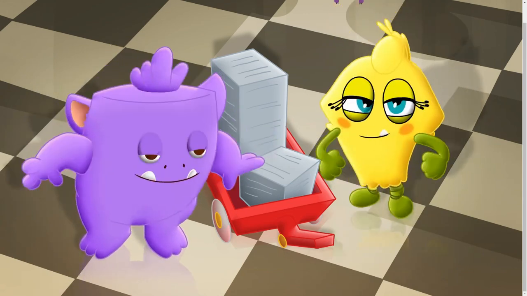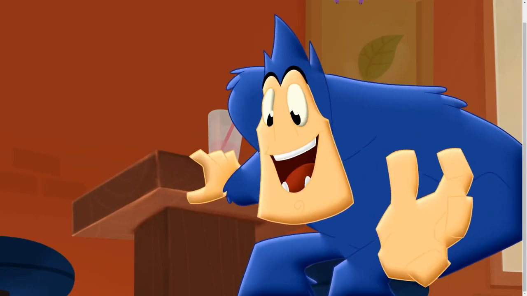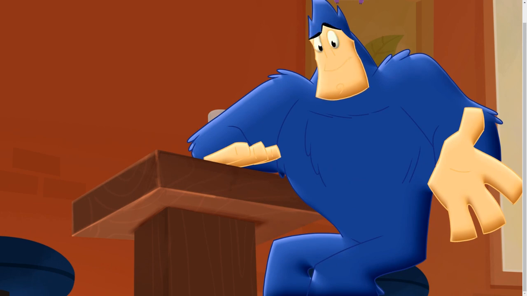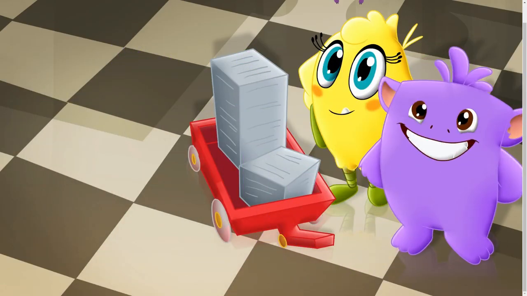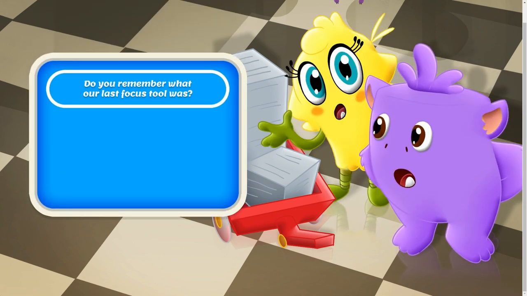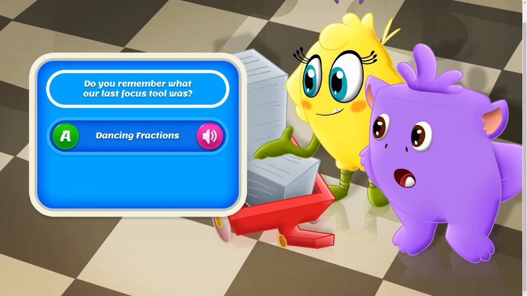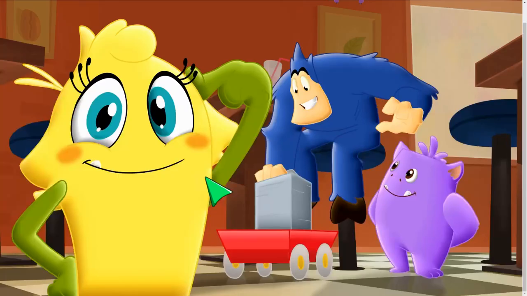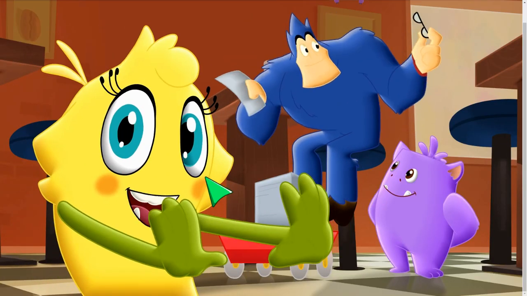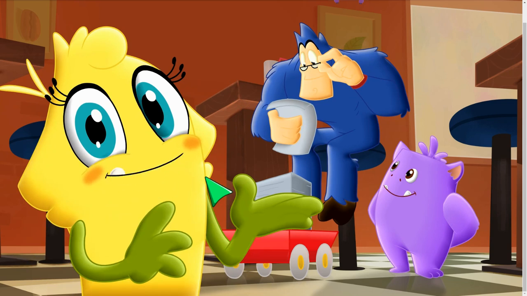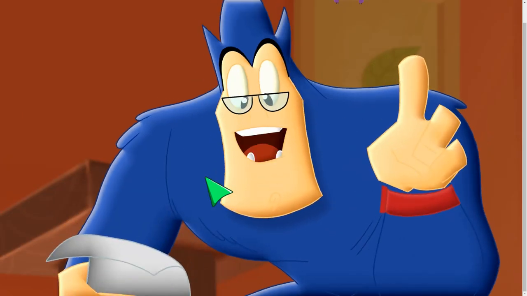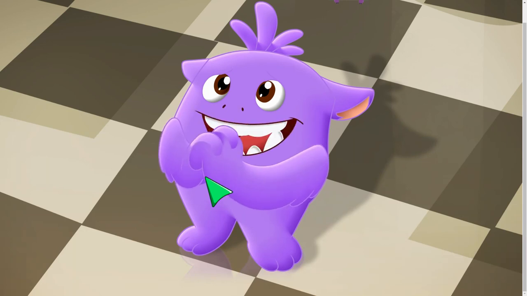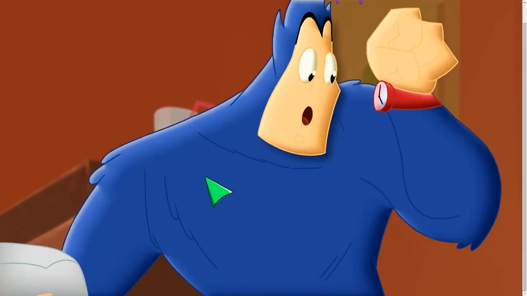Excuse me, Captain. I have the essay you requested. Wow! That is quite an essay! How did you manage to focus that long? We taught ourselves a focus tool. Do you remember what our last focus tool was? Dancing fractions. Ditching distractions. Great memory! We put away distracting things like games and devices. Fabulous! I'll try it while I'm reading this. And then can I be your apprentice? You'll be one step closer.